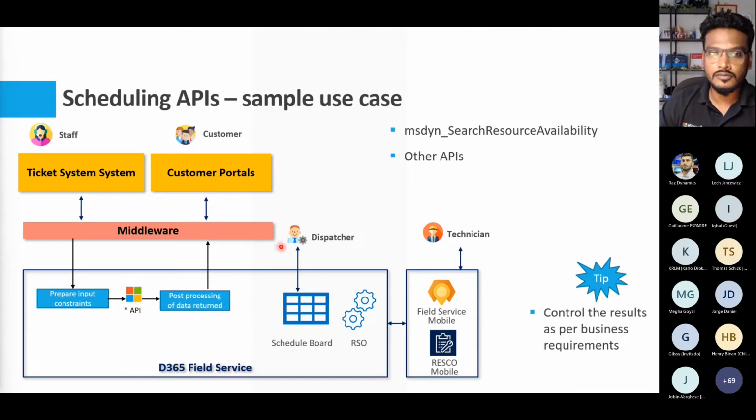And of course, any dispatcher or scheduler can use the schedule board, as I just showed, to book the resource. And you can also extend it to complete automation using the RSO to schedule it. Once the technician has got the job, he will use his field service mobile or legacy Resco mobile app. Resco is still supported, but you also have the field service mobile app that Microsoft has released. And if you're not using it, it's time to use it. The technicians will use it and update the jobs accordingly, right?